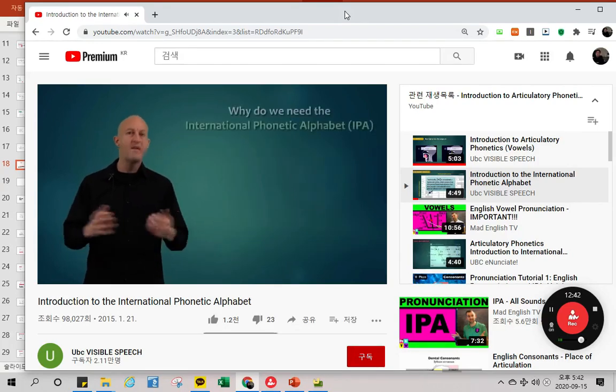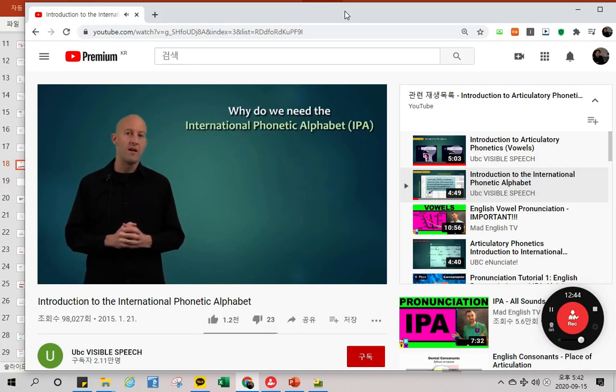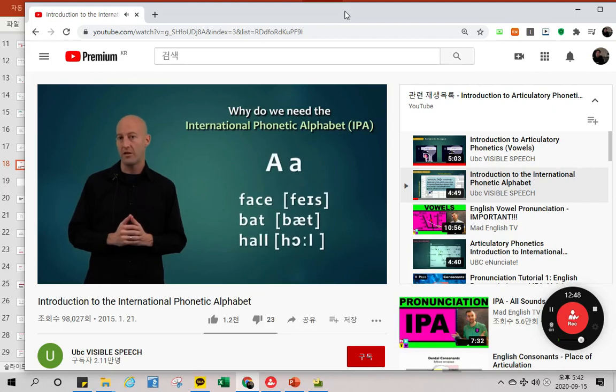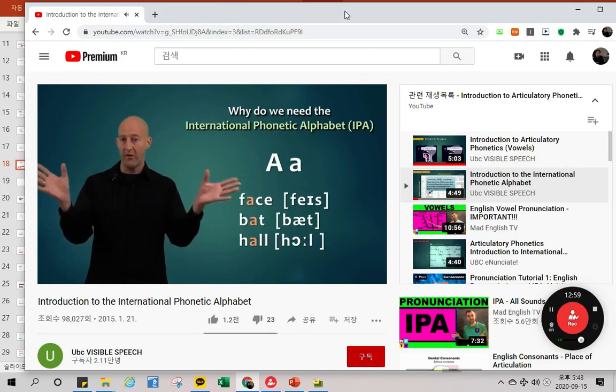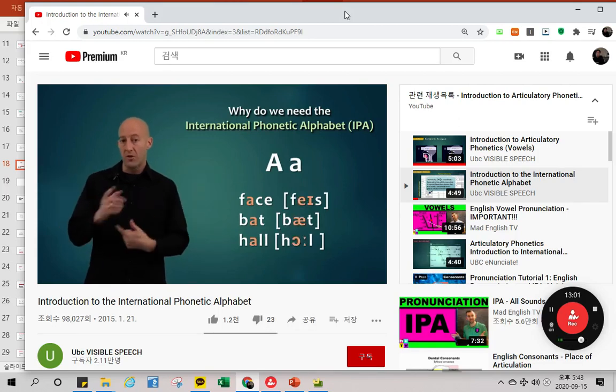So why do we even need the IPA, or the International Phonetic Alphabet, you may ask? Well, consider some of the problems that are inherent to the English writing system. The English writing system in its current form is basically a hangover of Old English. So you might have one letter that actually can be realized as a number of different sounds. Conversely, you might have multiple sounds that could be encoded in just one letter.